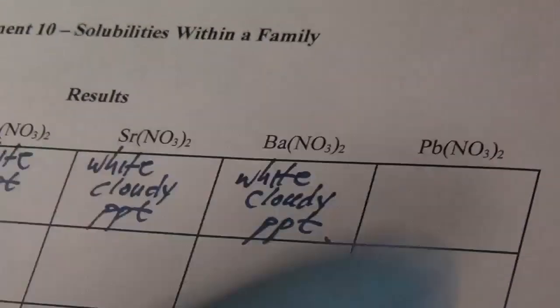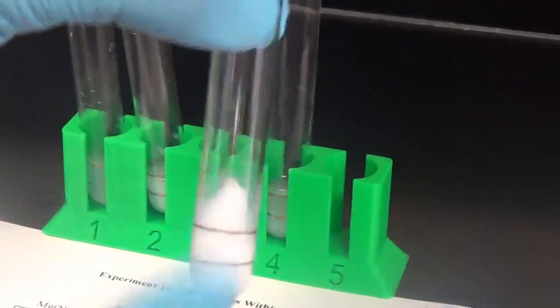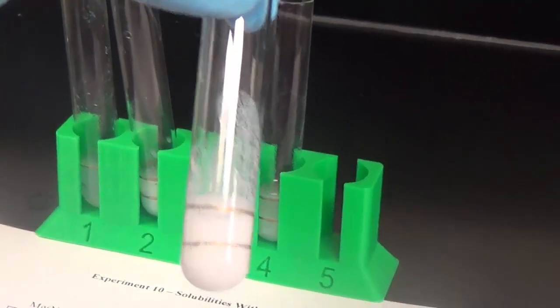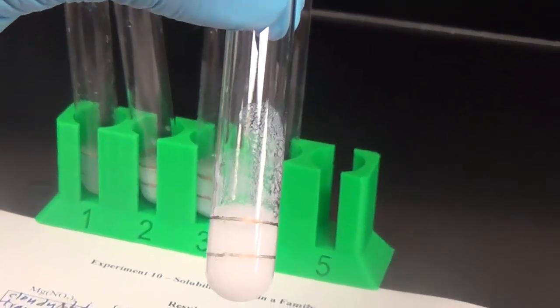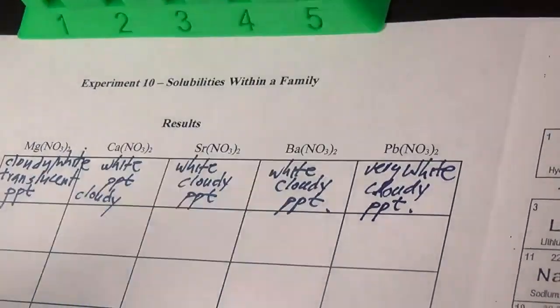All of these are hydroxides. Some are more soluble than others, some are more insoluble than others. All right, finally in our hydroxide series, lead nitrate, sodium hydroxide. Let's see how lead 2 hydroxide is. Oh yeah, okay, you can see that. Definitely a sharp white precipitate, very milky. Okay, robust I can call it. Definitely it will settle down, and it's a very white, cloudy precipitate, PPT.